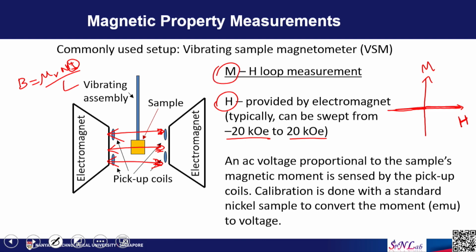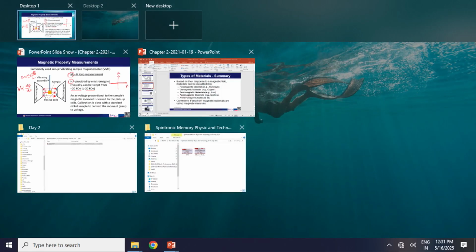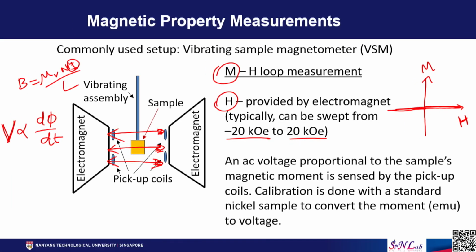To measure the magnetic properties, we use Faraday's law of induction. Faraday's law of induction states that if you have a time varying magnetic flux and a pickup coil next to the time varying magnetic flux, you will produce a voltage. This voltage is proportional to the time varying magnetic flux. So, we use Faraday's law to measure the magnetic property.